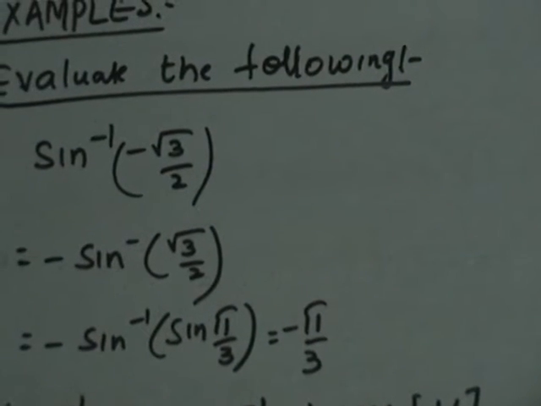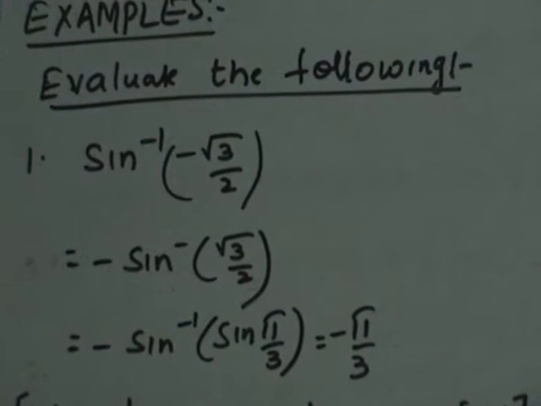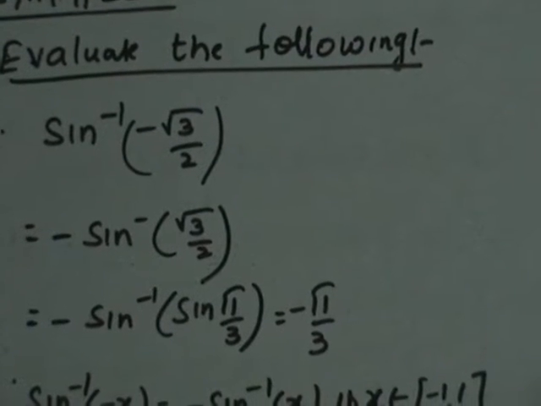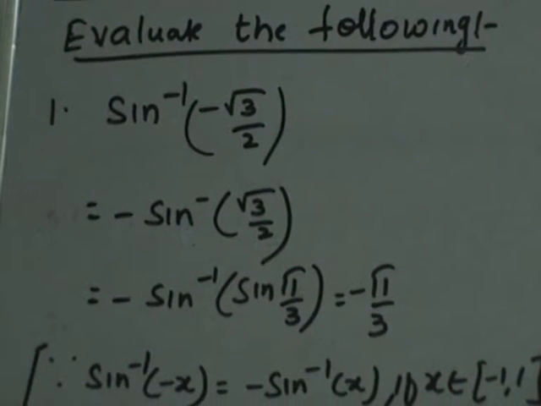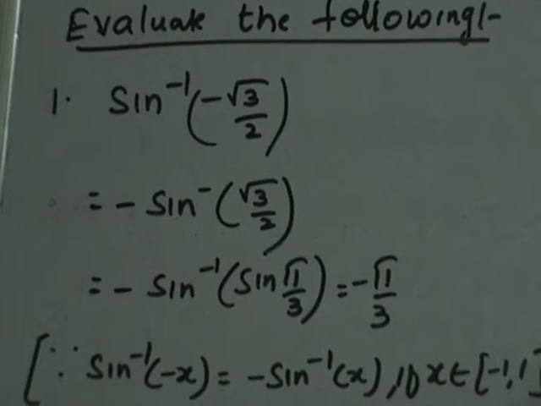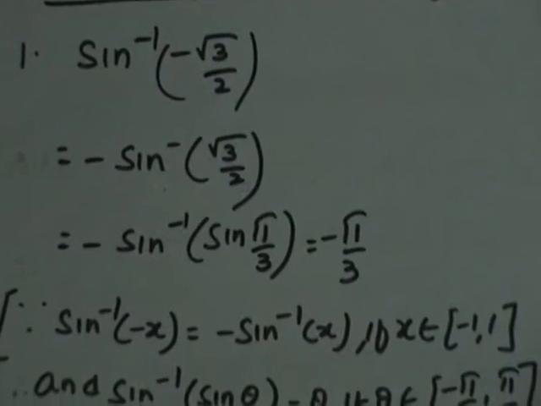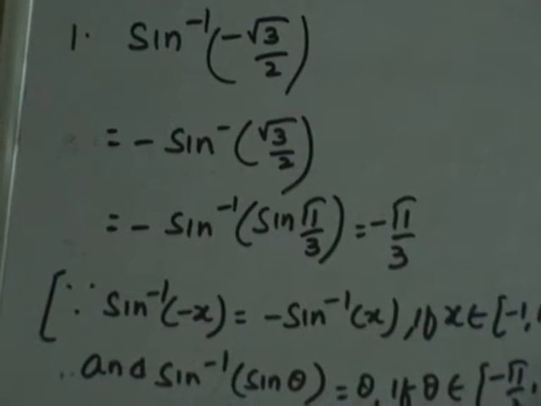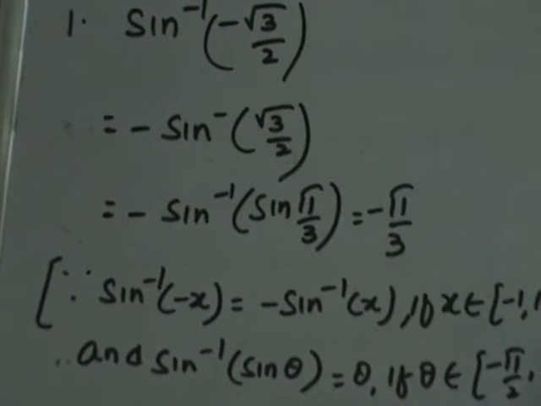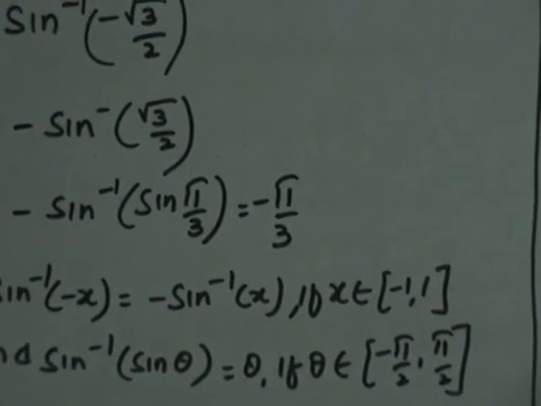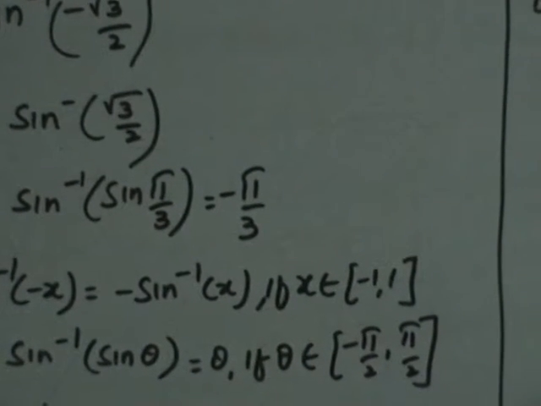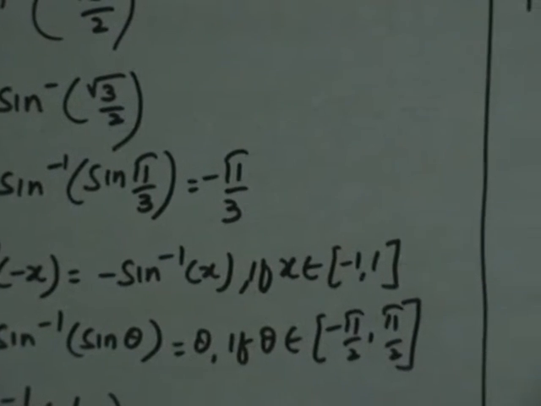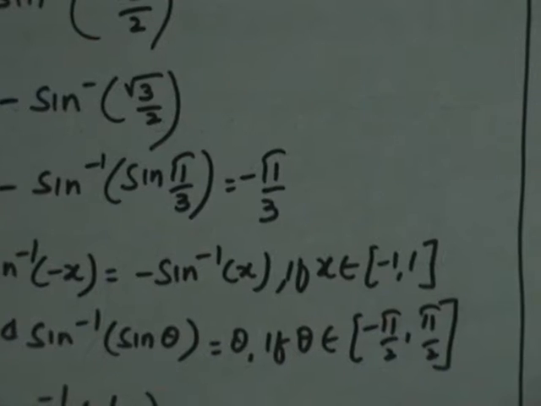Some examples. Sin inverse of minus root 3 by 2, that is minus sin inverse root 3 by 2, that is minus sin inverse sin of pi by 3, which is equal to minus pi by 3. Since sin inverse of minus x is equal to minus sin inverse x if x belongs to minus 1 and 1. Similarly, sin inverse sin theta is theta if theta belongs to minus pi by 2 and pi by 2. Let us see another example.